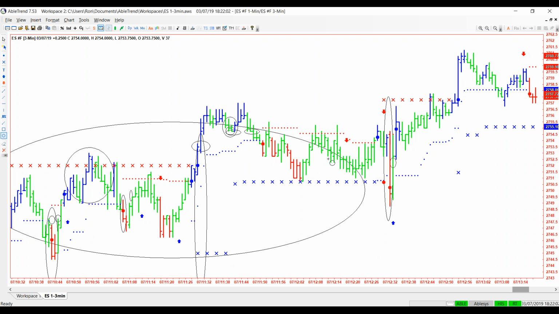Michael J saying send another cheat sheet for setting up AbleTrend. You'd have to check with tech support on that, Michael. They'd be better to help you on that one.